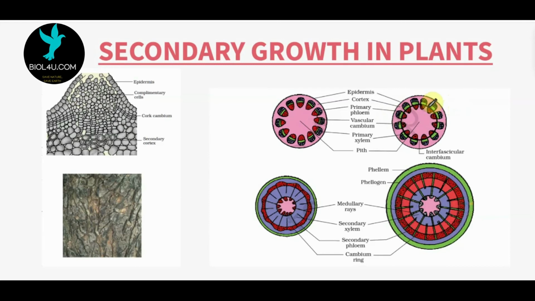During the formation of this interfascicular cambium, the parenchyma tissue present between the vascular bundles forms a ray-like structure known as the medullary rays. See here, this is one medullary ray, this is another, and this medullary ray passes through the secondary phloem, secondary xylem, and even the primary xylem. But this short one shown passes through the secondary xylem and secondary phloem, but does not reach the primary xylem. That is why one is shown with less length and another is long: short and long. The short one reaches up to the secondary xylem, and the long one reaches up to the primary xylem as well.